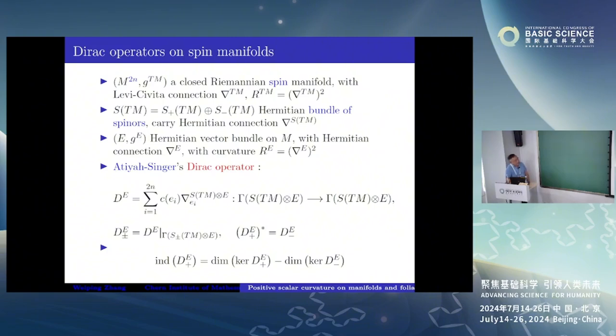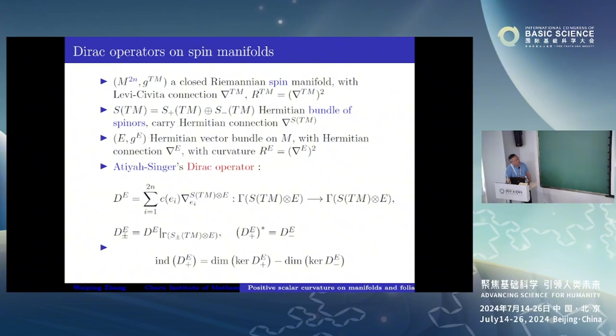We take an even dimensional manifold. We assume, for example, that it is closed, a Riemannian manifold with a metric g^TM, and we assume it is a spin manifold. That means it satisfies a topological condition: the second Stiefel-Whitney class of the tangent bundle is equal to 0. With the metric we also have a Levi-Civita connection and the associated curvature. So the spin condition and the metric determine the bundle of spinors, which is a Hermitian vector bundle.